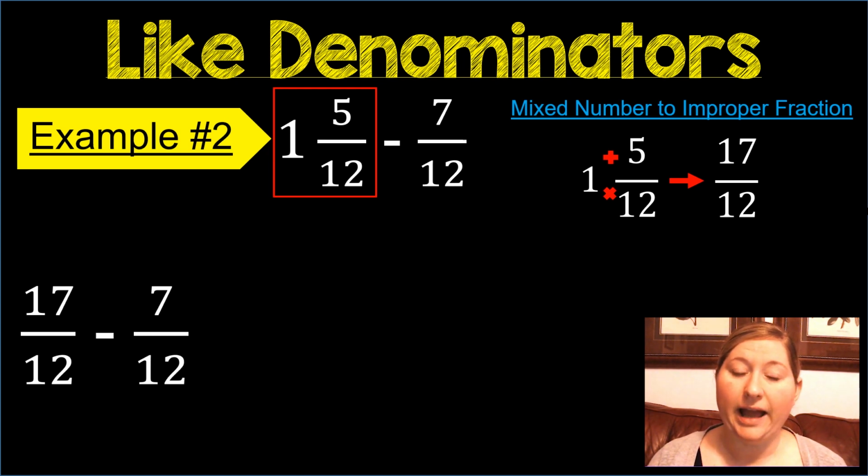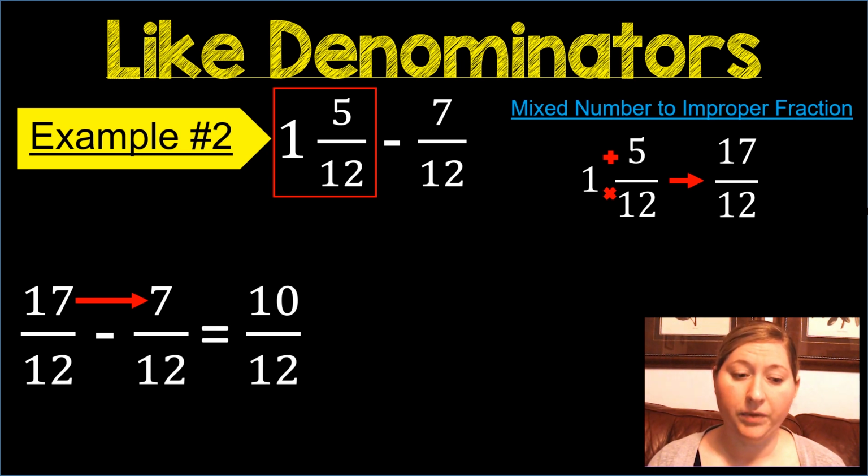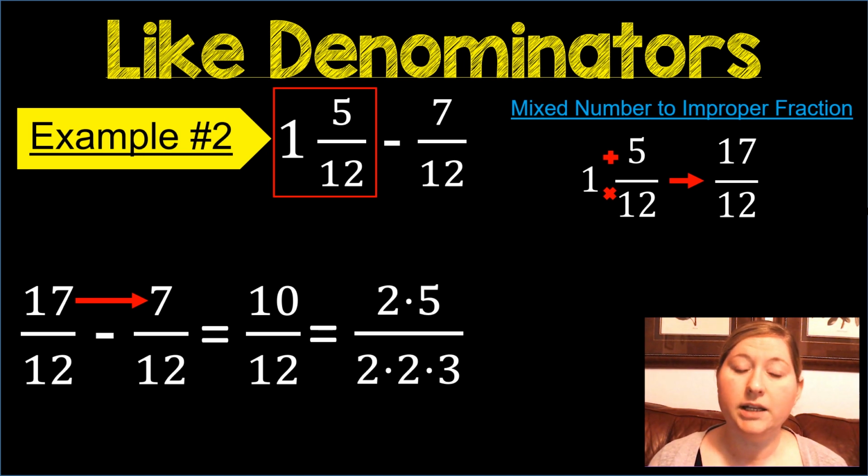Now you can see I have common denominators. I am going to go ahead and perform the operation with my numerators. 17 minus 7 will give me 10. I'm going to keep the denominator the same, which is 12. Now, just like problem number 1, I can simplify. So I'm going to break them down to their prime factorization. 10 is 2 times 5. 12 is 2 times 2 times 3.